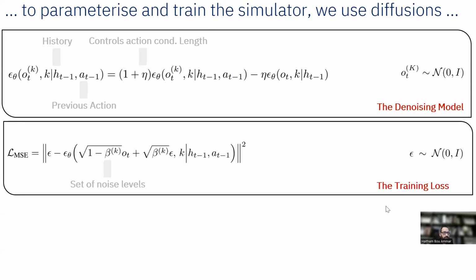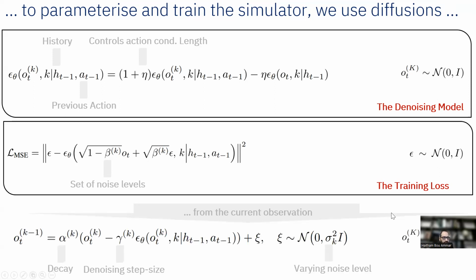The training loss to train this model is provided in this way. It's just the noise epsilon, which is a Gaussian noise, minus your denoising process, squared. So it's just the MSE error. And beta K is just the set of noise levels at different denoising levels, K.